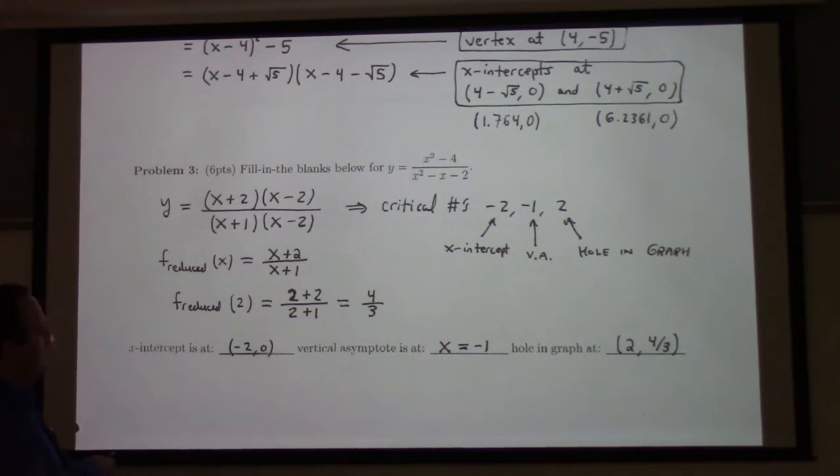In contrast, -2 is where an x-intercept is, because it's making the numerator 0 and only the numerator 0. So that gives you an x-intercept, right? x equals -1 makes the denominator 0, but it doesn't make the numerator 0, right? So that's just a plain old vertical asymptote.